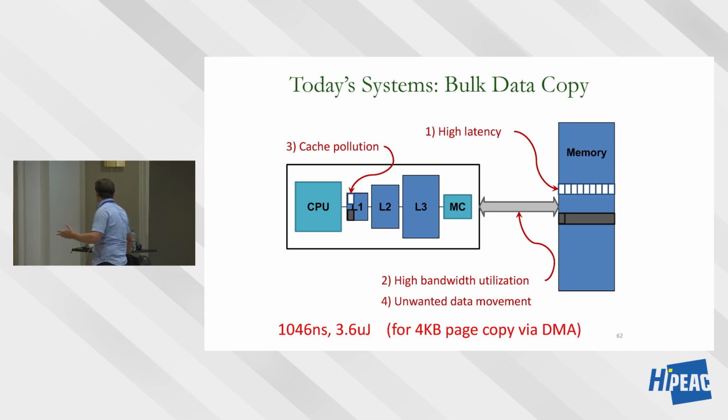Now this is clearly high latency because you go through the entire memory system. High bandwidth utilization on the memory bus. Cache pollution, you could eliminate this through DMA today. Unwanted data movement. So a 4 kilobyte page copy via the memory controller, direct memory access engine, not even going through here, takes significant amount of time, 1000 nanoseconds, 3.6 microjoules.